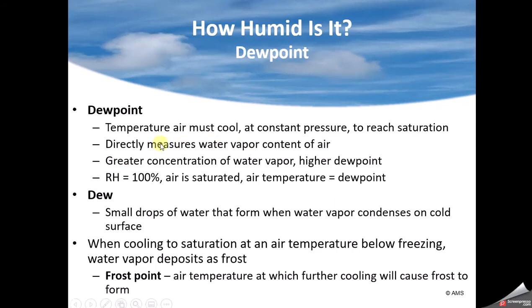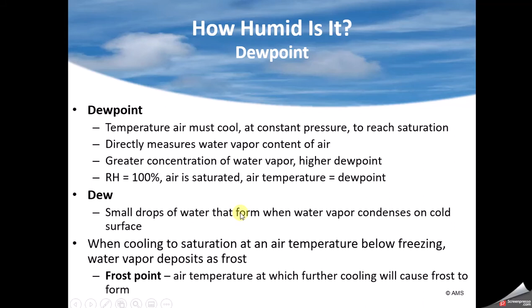Dew point's another measure of it. It directly measures water vapor content of the air. The greater the concentration of the water vapor, the higher the dew point. So let's take it in the summertime. Dew points sometimes in the summertime reach into probably the low 70s in Ohio, maybe the mid 70s on a really, really humid day. That's a lot of moisture. Temperature might be 90 degrees that day, so it's not saturated, but that's a tremendous amount of moisture.